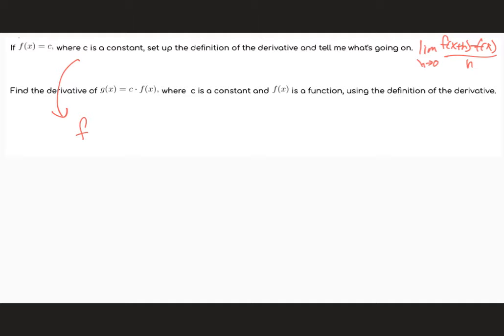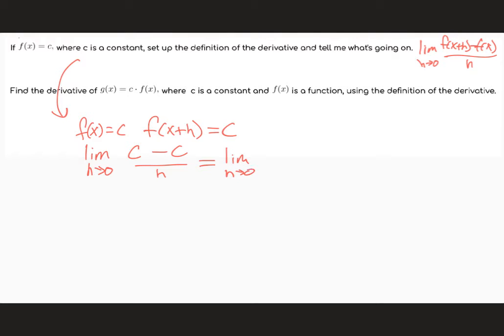F of x is equal to c. That means that f of x plus h doesn't really matter. That's also equal to c. So if we take the derivative by definition, the limit as h approaches 0 of c minus c over h, what ends up happening is we end up with the limit as h approaches 0 of 0 over h, which is the limit as h approaches 0 of 0. The derivative of a constant is always going to be 0.